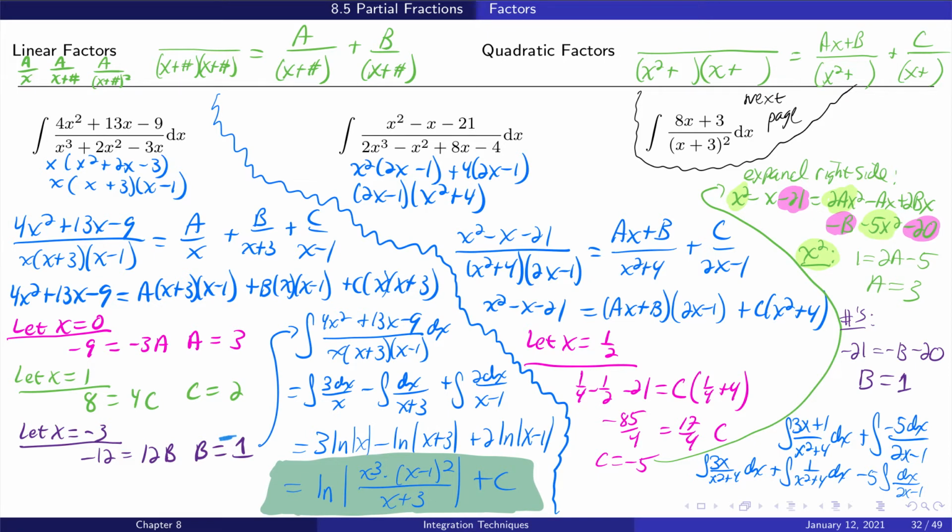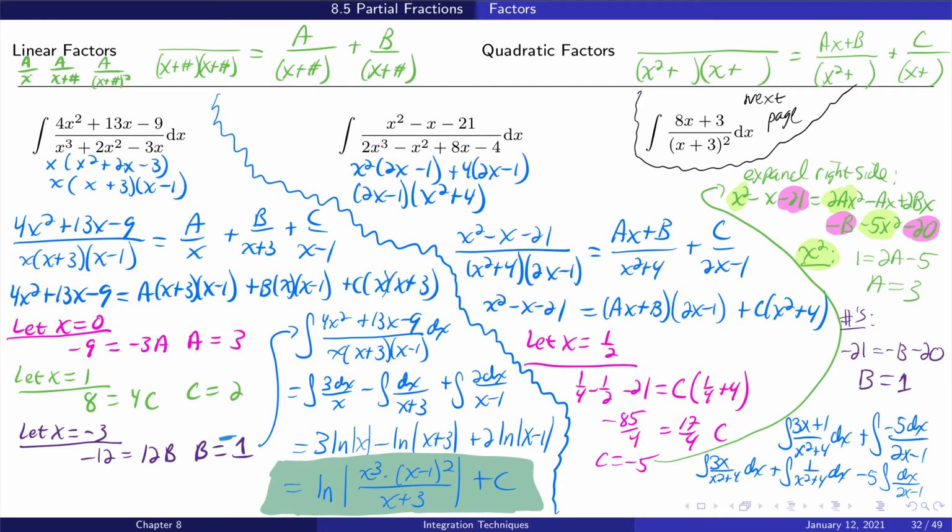Second example is going to be very similar to the first. Take the denominator, factor it. We have two terms, so I'm going to have two fractions, but what's different here is we have a quadratic term. So this quadratic term produces a different numerator. It's going to be Ax plus B over x squared plus 4. And then the second factor is linear, so it's just going to be C over 2x minus 1.